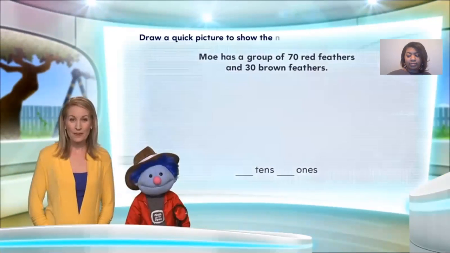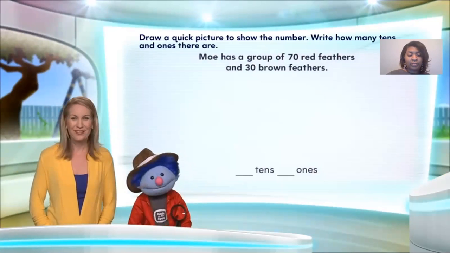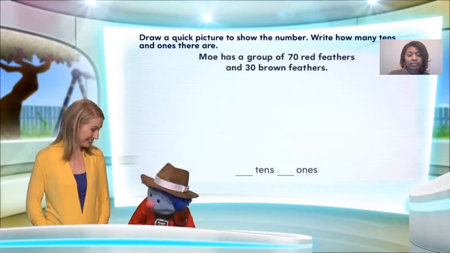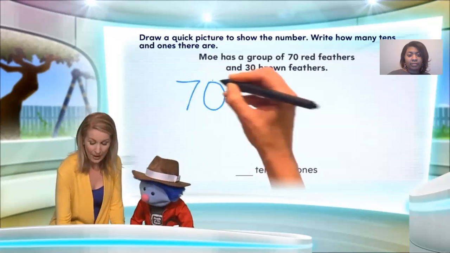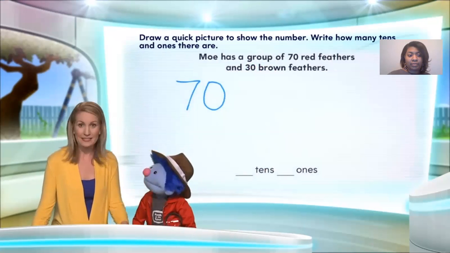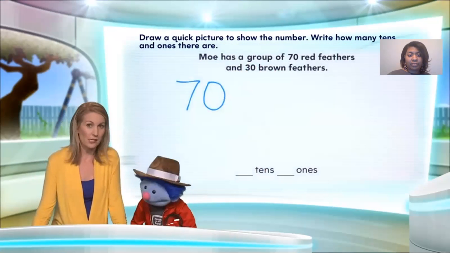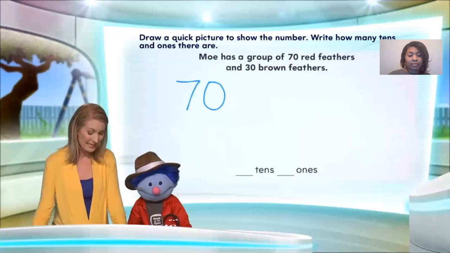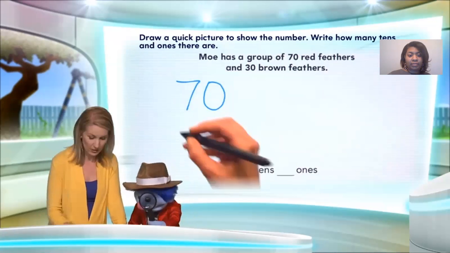Mo has a group of 70 red feathers and 30 brown feathers. We're going to figure out how many tens and ones there are in the total number of feathers. All right. So we know that Mo has 70 red feathers. Let's go ahead and draw a quick picture to show this in tens. How many tens are there in 70? 7. Right. How many ones are there? There are none. That's right. So to express this with a quick picture, we're going to draw 7 tens.